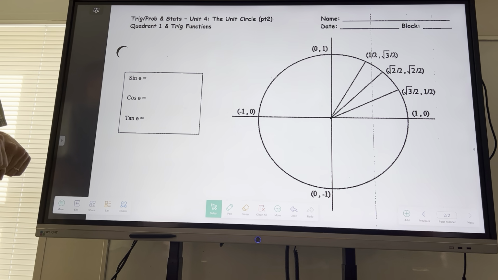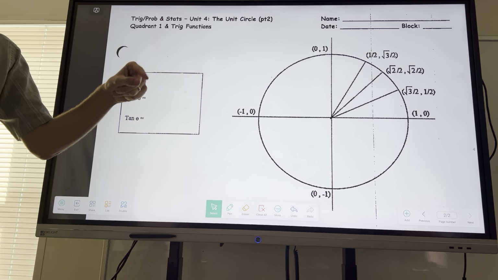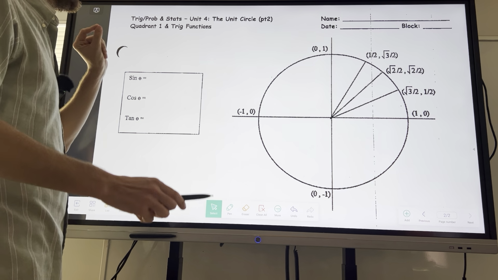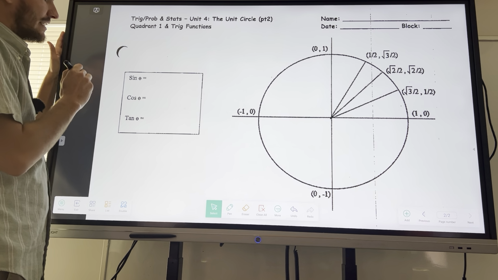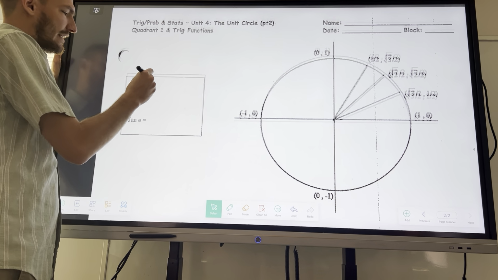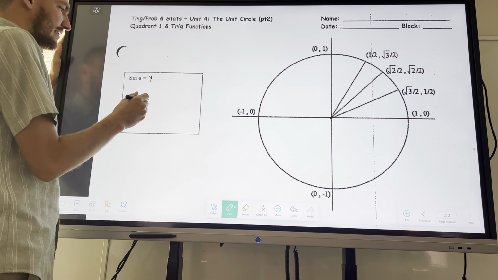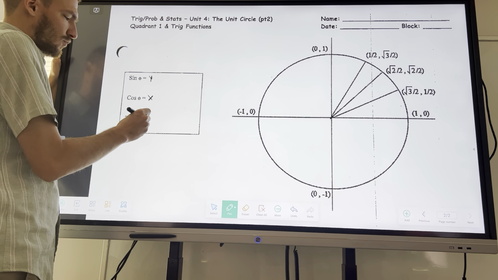Notes. Yesterday we talked about the unit circle, which we already know: sine, cosine, tangent, and yesterday we incorporated secant, cosecant, and cotangent. In this box on our notes today, let's go ahead and put that sine is y, cosine is x, and tangent is y over x.